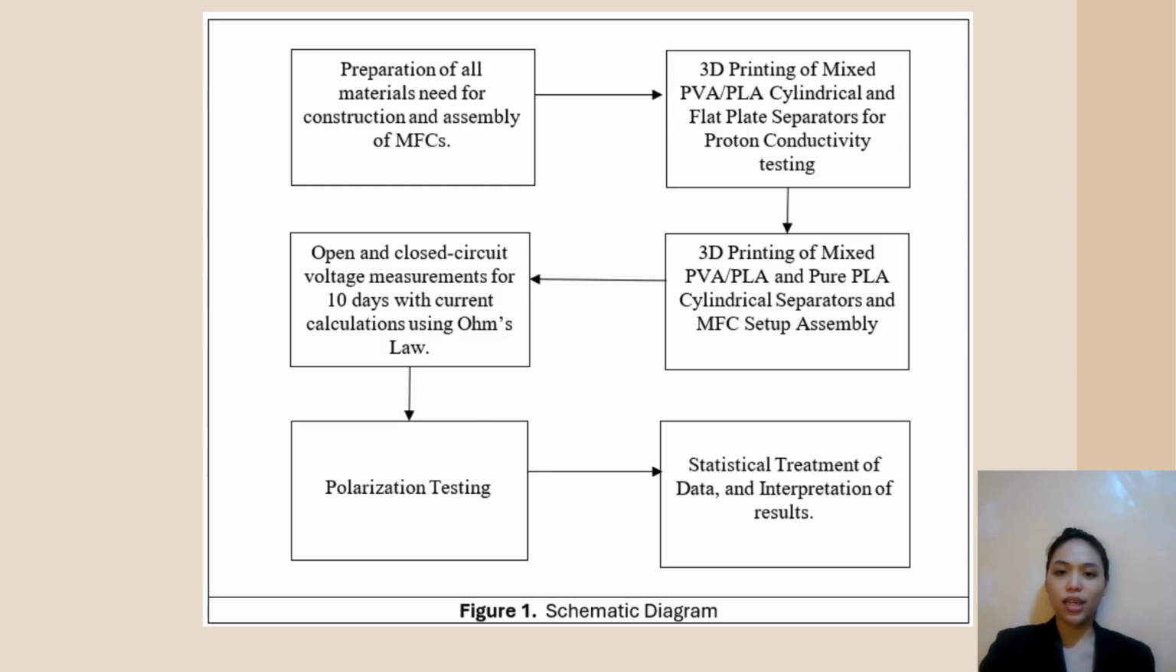We then optimized the printing parameters for both mixed PVA-PLA and pure PLA cylindrical separators in the microbial fuel cell setup. Voltage was measured over 10 days in two ways: open circuit and closed circuit voltage measurement. Also, current was calculated using Ohm's law. Polarization testing followed, and finally, statistical treatment and interpretation of the results were conducted to analyze the findings.